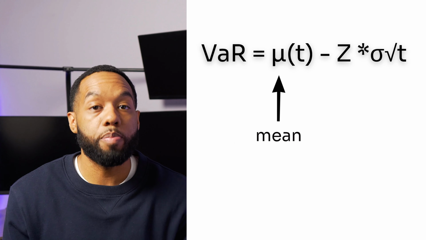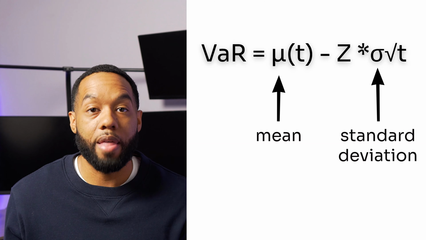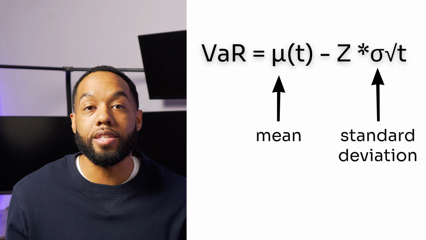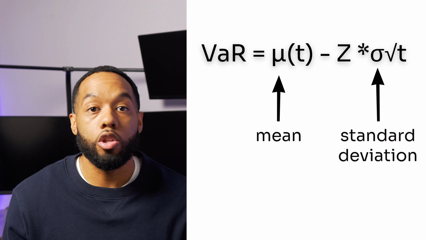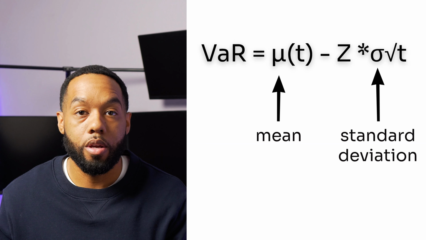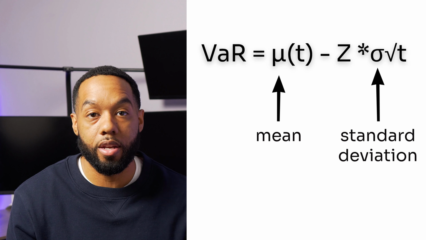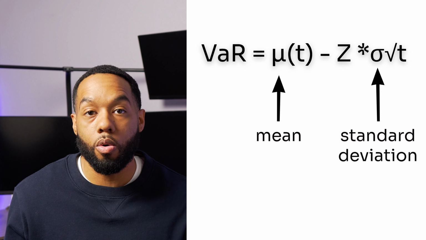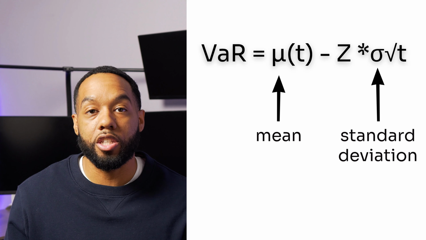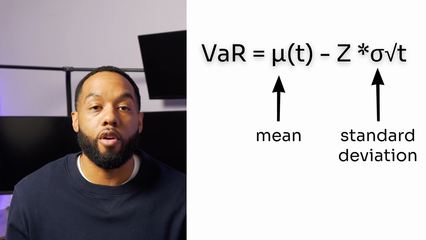And then we're going to multiply our given Z-score by this funny looking σ here. That's the standard deviation times the square root of time. So we have our mean returns multiplied by our time invested, subtracted by our Z-score, multiplied by our standard deviation times the square root of our time invested.